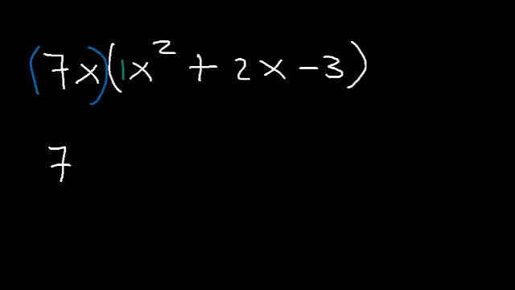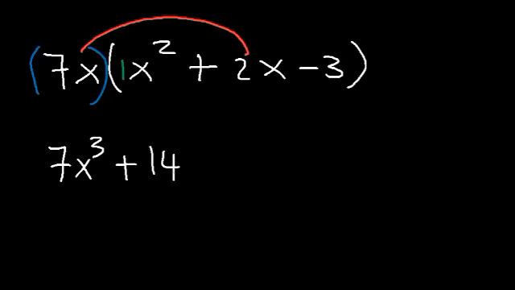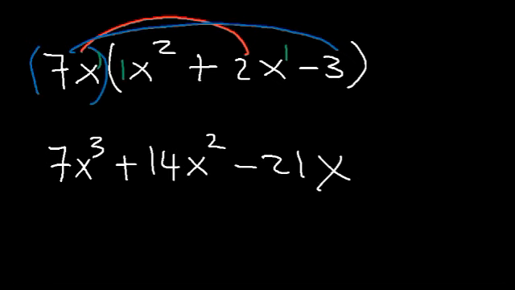Therefore, 7x times x squared is 7x cubed. Now what is 7x times 2x? 7 times 2 is 14. X times x, or x to the first power times x to the first power, 1 plus 1 is 2, so it's x squared. And then 7x times negative 3 is negative 21x. So that's how you can multiply a monomial by a trinomial.